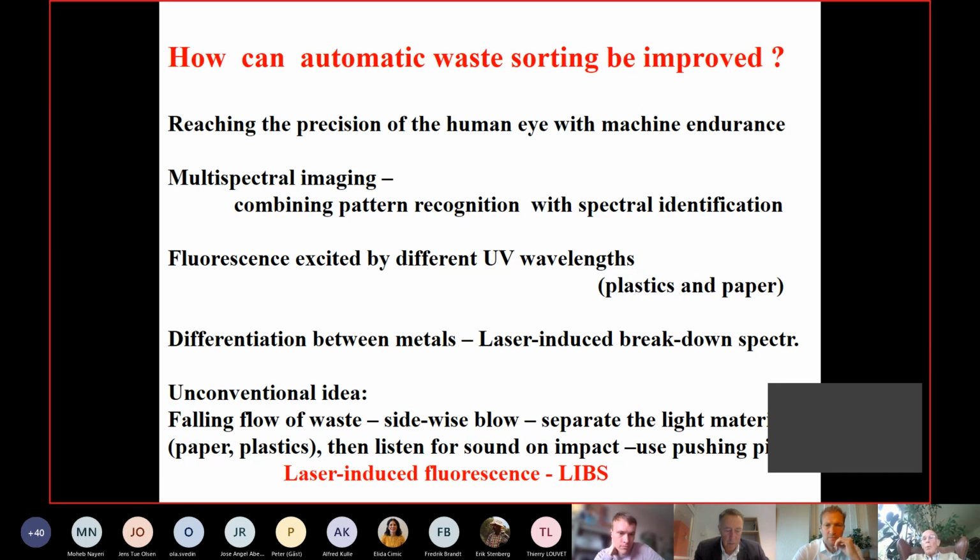You remember the poor Indians sitting there living on the garbage dump with their children doing this job with extreme precision, but we don't like that. The precision of the human eye, but with machine endurance. You can do it by multispectral imaging, combining pattern recognition. Yes, a bottle is different from a shoe. A battery is different from a piece of ceramic from a bathroom.